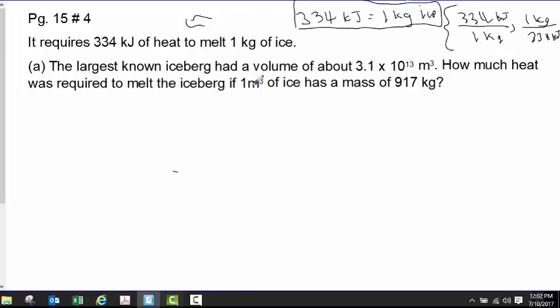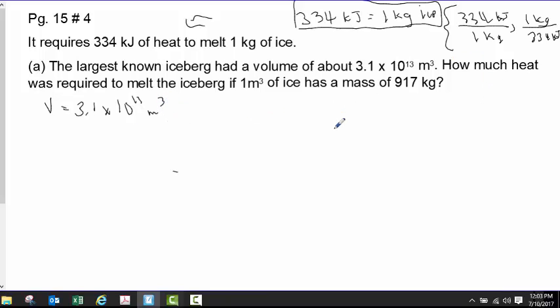So now let's read this question. It says, the largest known iceberg has a volume of 3.1 times 10 to the 13 meters cubed, or cubic meters. Okay, right away, let's start to unpack this question. Let's go ahead and write that out. So it tells me that volume is equal to 3.1 times 10 to the 13 meters cubed. So that's the volume of an iceberg.